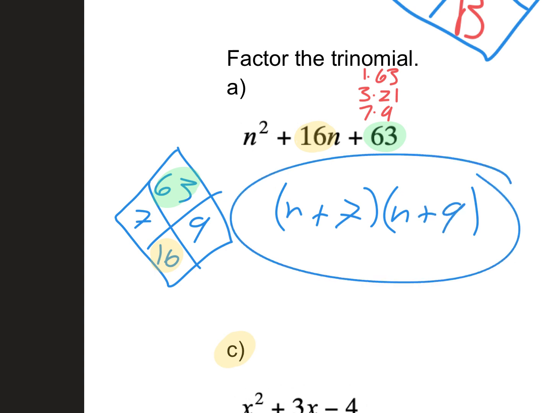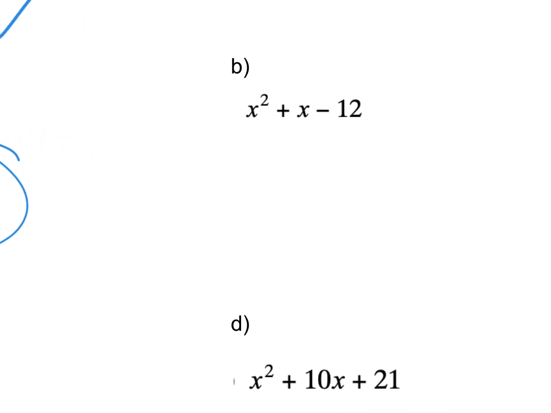Now we can check our answer by distributing and seeing if I get my same original expression. So n times n would give me n squared. n times 9 would be 9n. And then I would add that to n times 7, which is 7n. So 9n plus 7n gets me 16n. And then lastly, 7 times 9 would get me 63. So you can always distribute your answer to see if you get your original expression if you're trying to check your work. Okay, let's get some more practice.